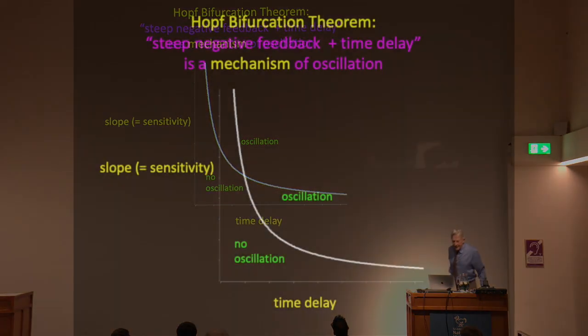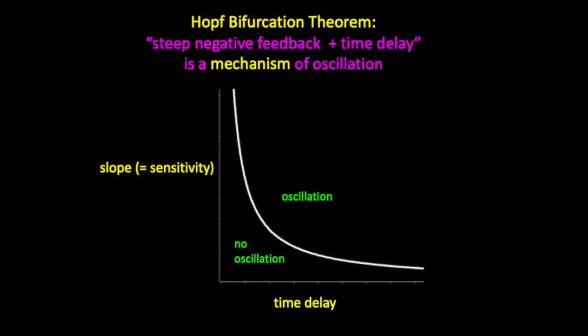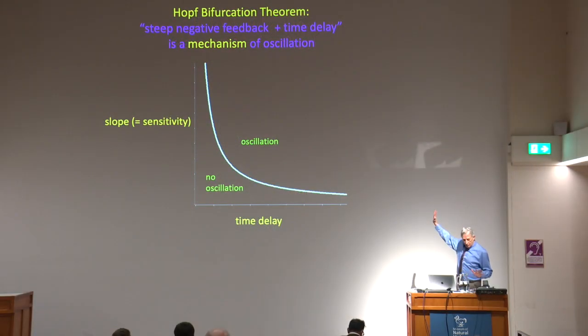So what I want to say is the Hopf bifurcation theorem gives us the mechanism of oscillation. It's the product of sensitivity and time delay, and anything, I will say this one more time, any wannabe cause that wants to promote or abolish oscillation must act through one of these two factors. This is the true mechanism.